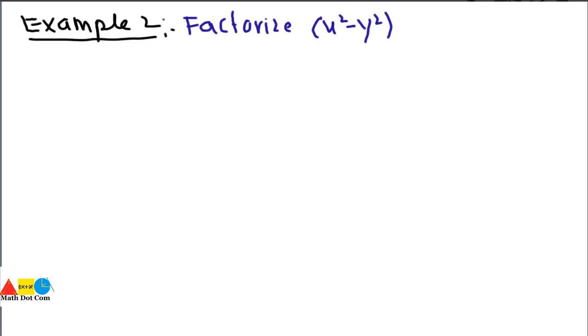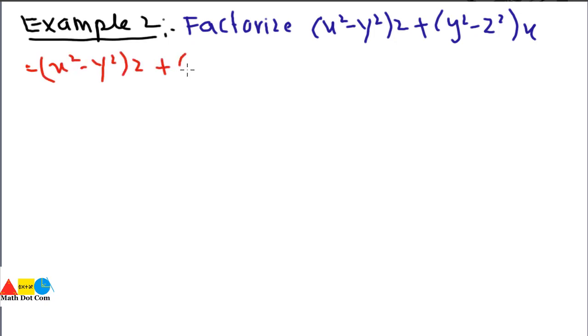Let's have one more example. Example number 2: you will be asked to factorize x square minus y square into z, plus y square minus z square into x. Now how can you do that? We will start from here. First of all, we will multiply the terms outside the brackets by all the terms inside the bracket using the distributive property. So you can write x square z minus y square z plus xy square minus xz square.